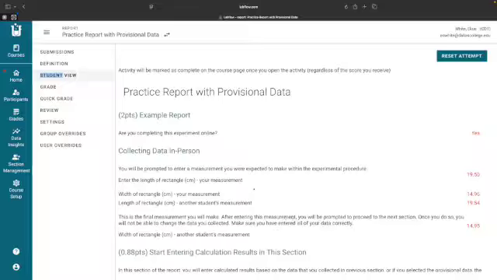After entering this measurement, you will be prompted to proceed to the next section. Once you do so, you will not be able to change the data you collected. Make sure you have entered all of the data correctly. So width of the rectangle, this is the other student's width. So I'm going to put here W for width, and then parentheses stud for the other student, and their number is 14.95 centimeters.